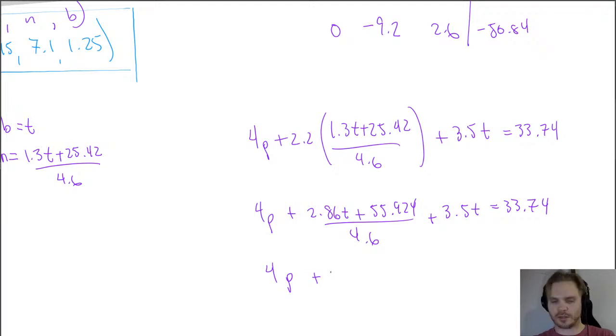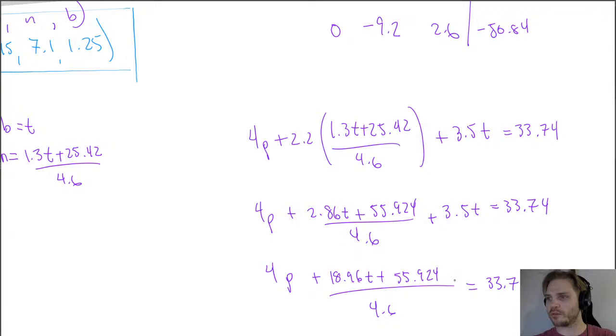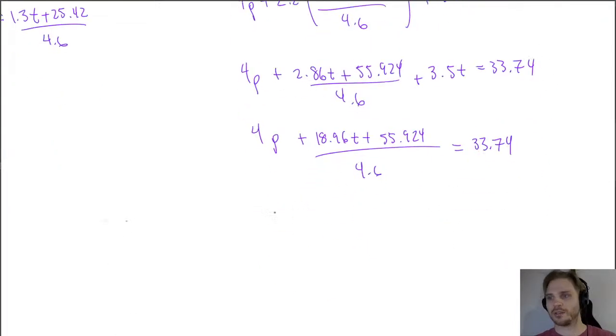So this is 18.96t plus 55.924 over 4.6 equals 33.74. Right. I hate doing this with decimals. It's so annoying. So we're going to go.